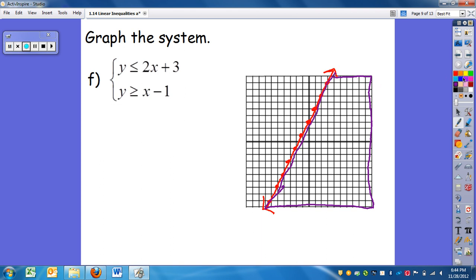And then I'm going to graph my second line. So that is -1. And my slope is 1. So I'm going to go up 1 over 1. Or down 1 over 1. Alright, and this line is also solid. So I want greater than, so I'm going to change my colors. We're going to do an orange. So I want greater than this line, which is this side. So I'm going to outline it.